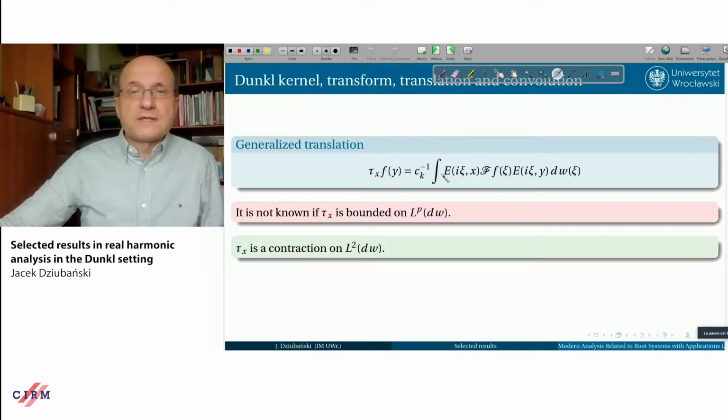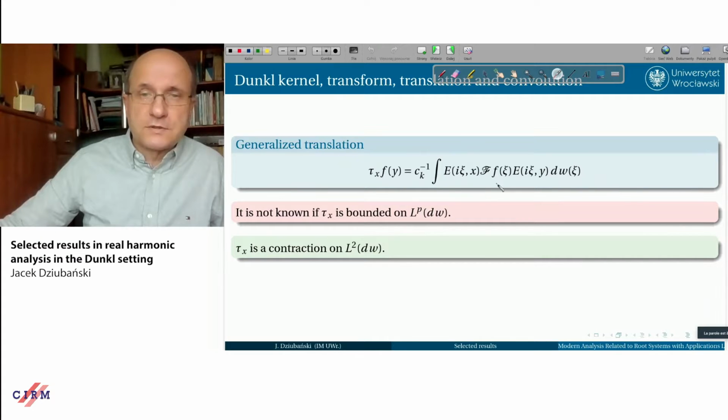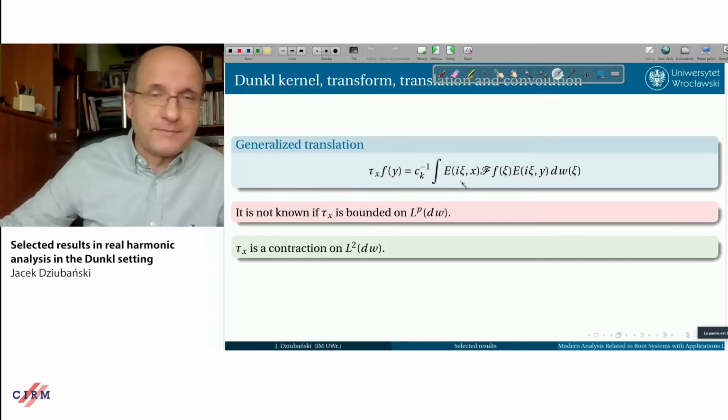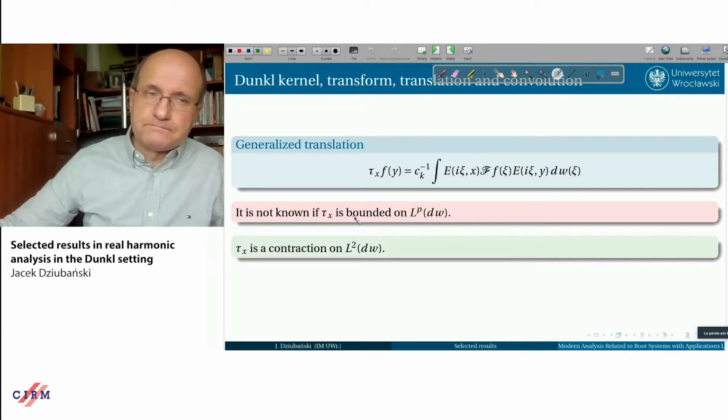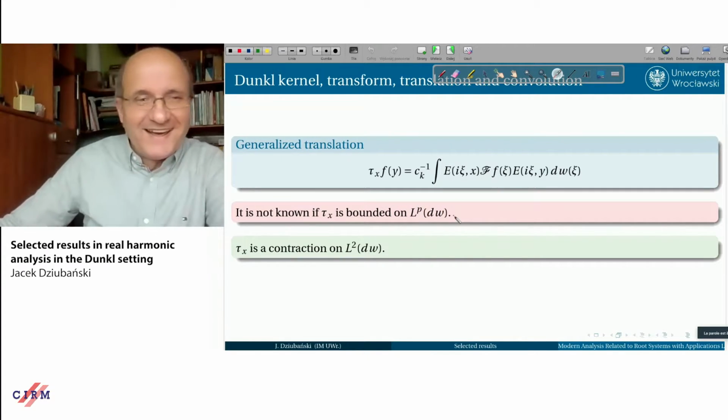Now we define the generalized translation using the Dunkl transform. So we take the Dunkl transform of the function, we multiply by a character. This is not a character, but we may think that it is. Unfortunately, it is not. And then we take the inverse. What is perhaps bad for us is that we do not know if the translations are bounded on Lp spaces. Maybe it is not bad news, because thanks to that we have something to do. We may write papers. And the positive part, in green, is that the translations are contractions on L2.